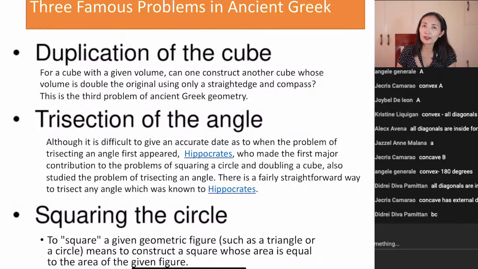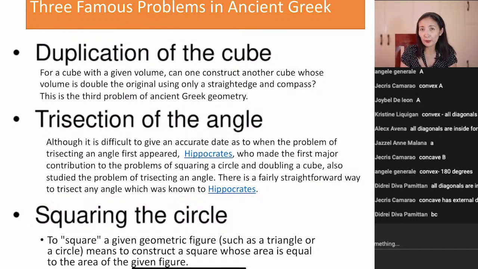Another problem is that of trisecting an angle. Now, it says here that although it's difficult to give an accurate date as to when this problem appeared, Hippocrates, who made the first major contribution to the problem of squaring a circle and doubling a cube, studied the problem of trisecting an angle. And there is a fairly straightforward way to trisect any angle, which was known to Hippocrates.